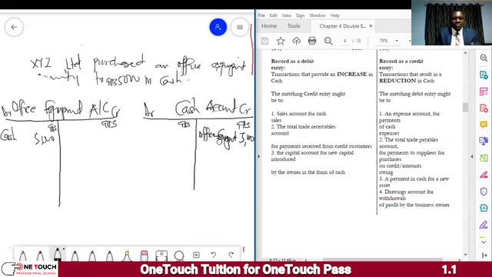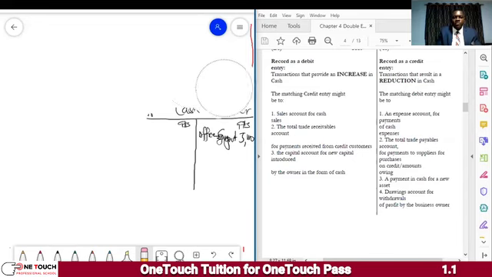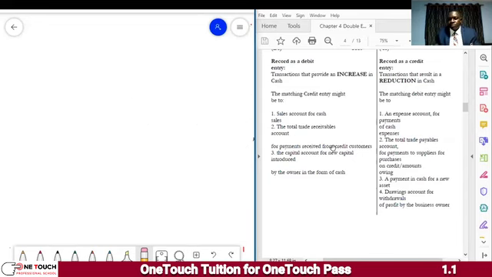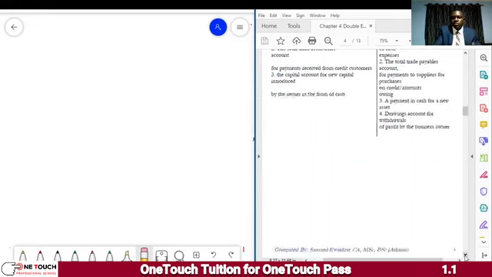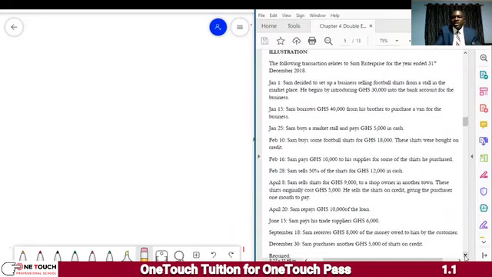That is excellent. Now let's continue our discussion. Now let's take a question and see how we will go about the entries. Good. Now, illustration.